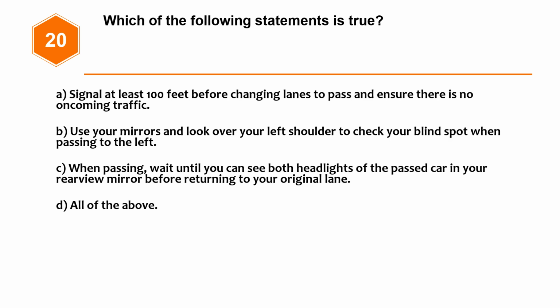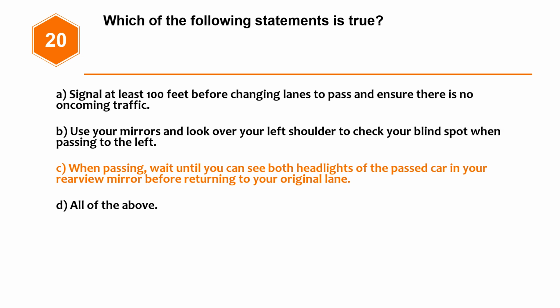Question 20. Which of the following statements is true? Option A. Signal at least 100 feet before changing lanes to pass and ensure there is no oncoming traffic. Option B. Use your mirrors and look over your left shoulder to check your blind spot when passing to the left. Option C. When passing, wait until you can see both headlights of the passed car in your rearview mirror before returning to your original lane. Option D. All of the above.